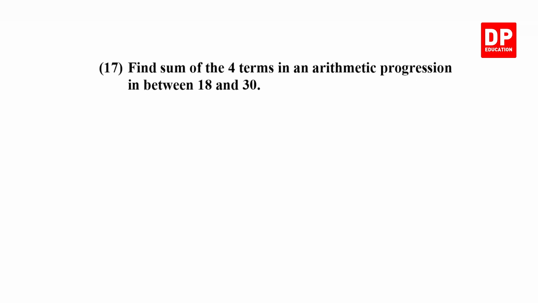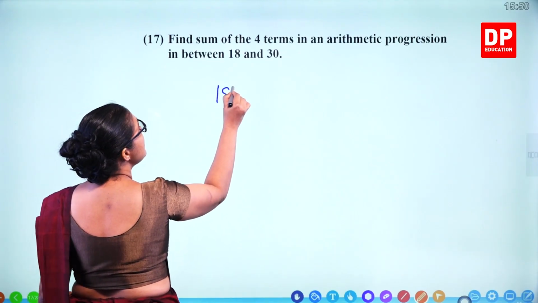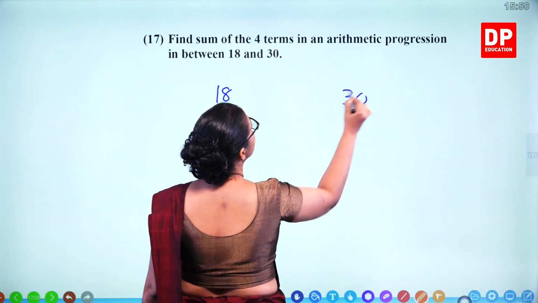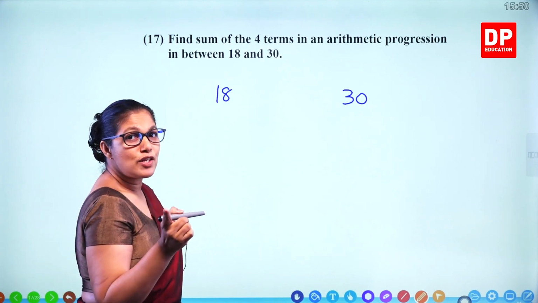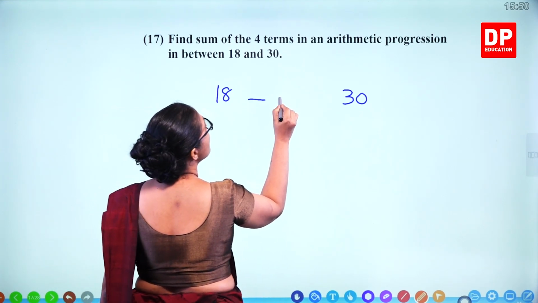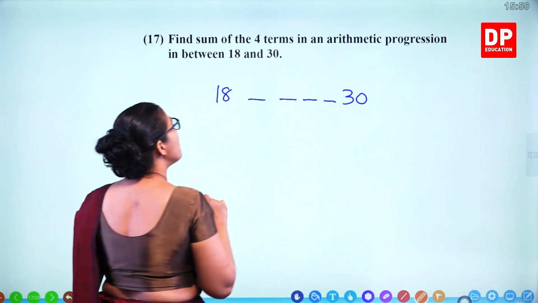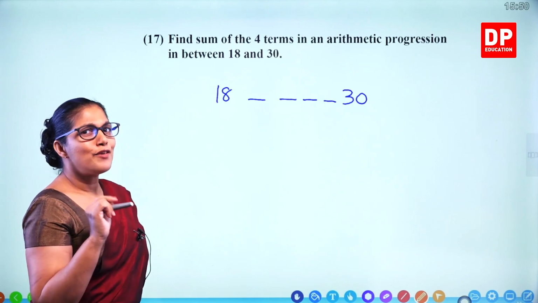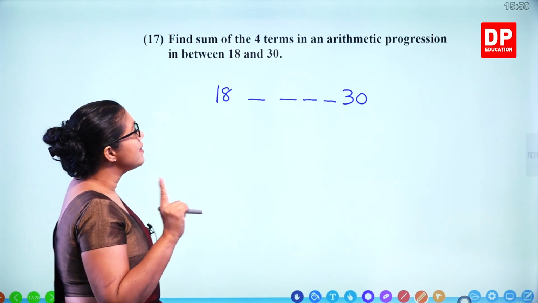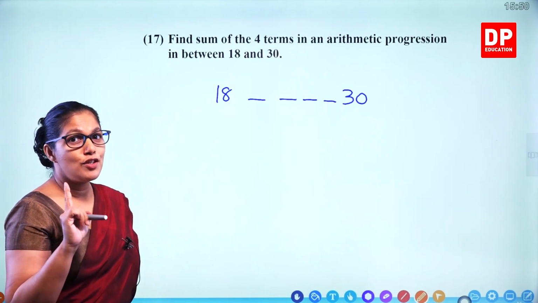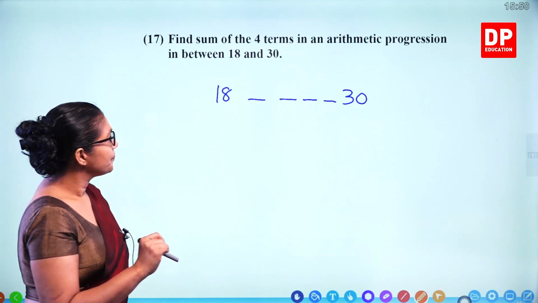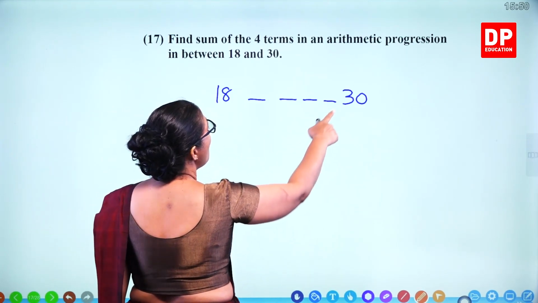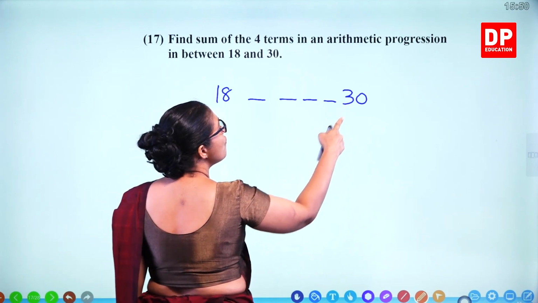Question number 17. Find the sum of the 4 terms in an arithmetic progression in between 18 and 30. 4 terms in between. So you get 1, 2, 3, 4. 4 numbers. This is an arithmetic progression. Can you remember? I did this in the video on arithmetic progression. We need to find out the sum.